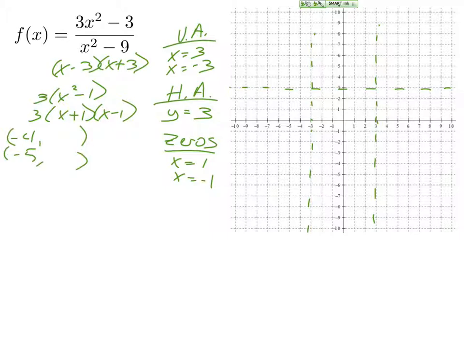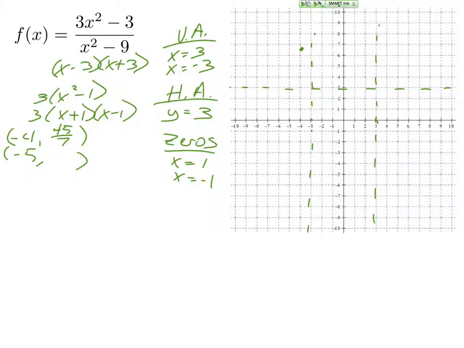So I'm plugging negative 4 into the top. I'm plugging negative 4 into the bottom. So in the top, negative 4 squared is 16. 16 times 3 is 48, and then 48 minus 3 is 45. On the bottom, 4 squared is 16 minus 9 gives me 7. What two numbers is 45 divided by 7 between? 6 and 7, good. So between 6 and 7.